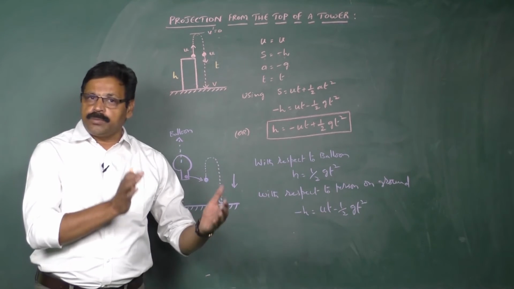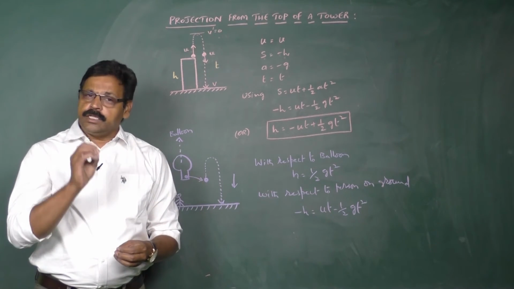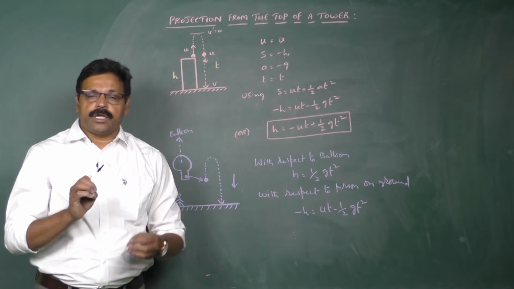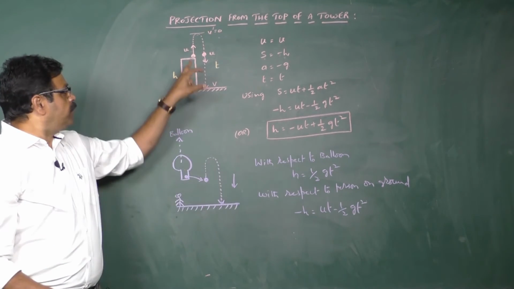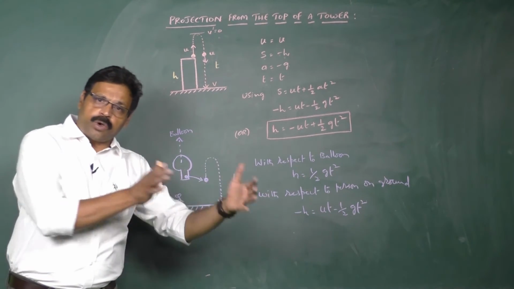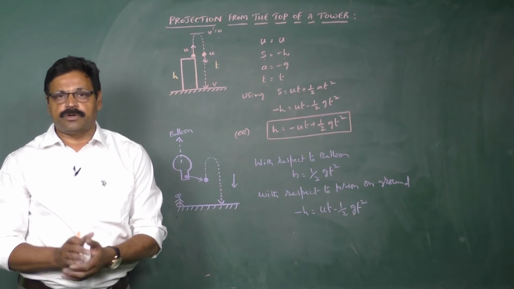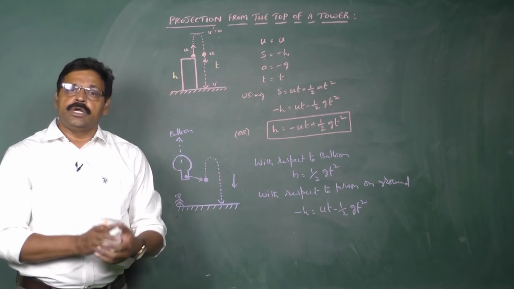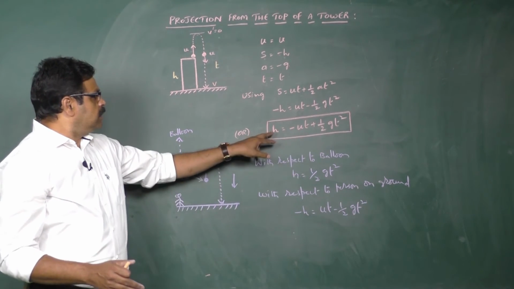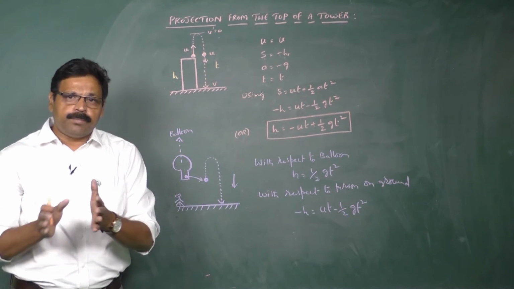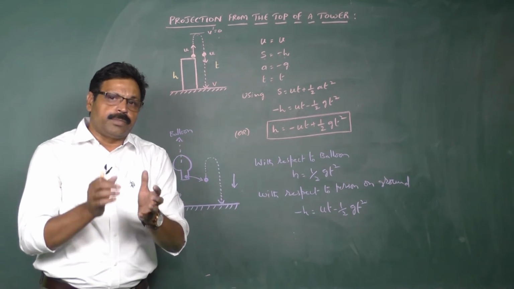And here you need to remember one more point. This equation is valid whenever a body is thrown in the vertically upward direction from the top. If at all it is thrown horizontally from the top of a tower, the equation is going to differ. That we will be looking at in the later classes. And here we need to look at only the case when the body is vertically thrown up.